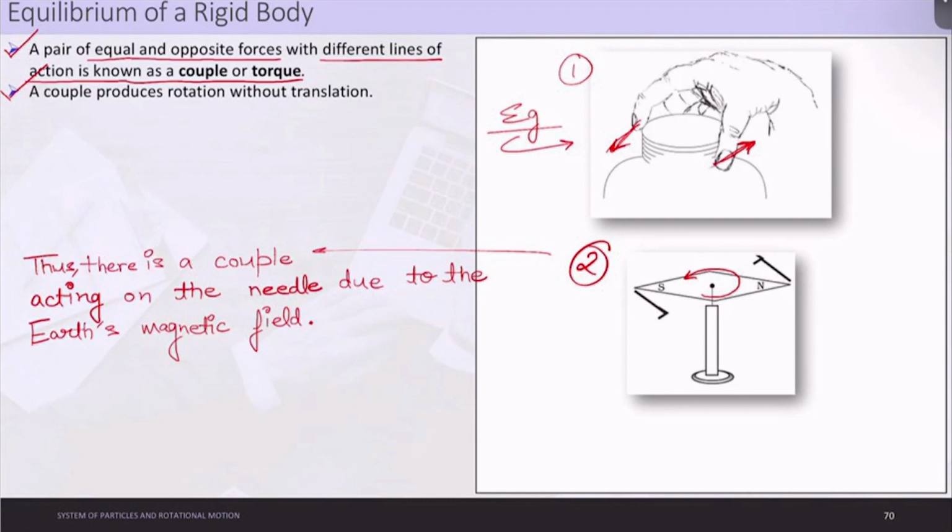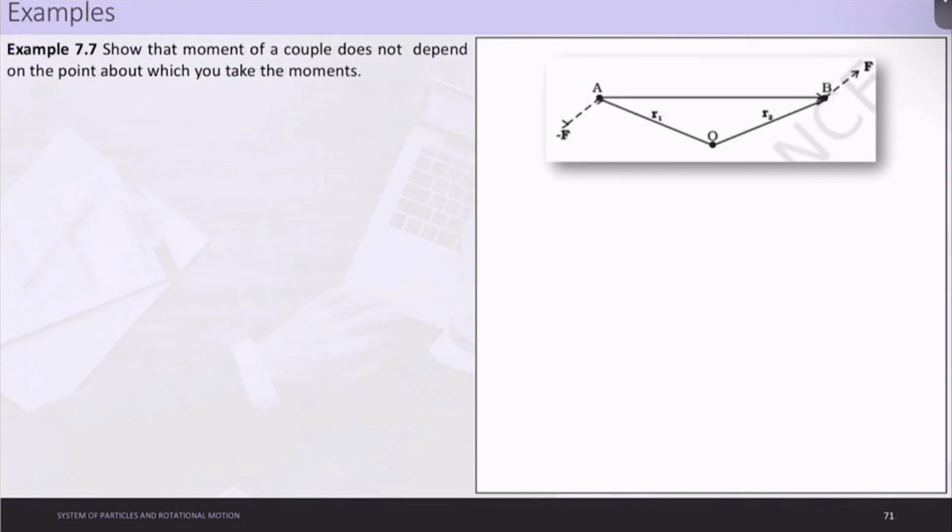So that being said, now let us look at one more example which you need to understand. The question is simply stating that we need to show that the moment of a couple, please understand, the moment of a couple does not depend on the point about which you take the moment. Okay. So let us understand that first, and then I will take a simple example and explain it again.